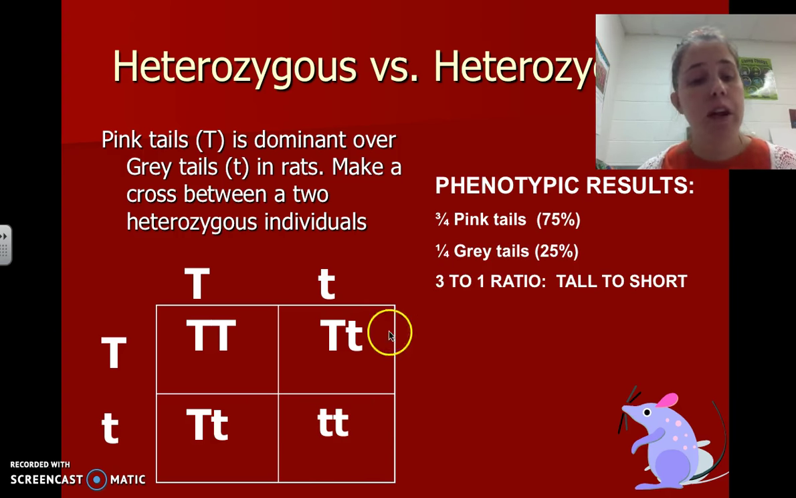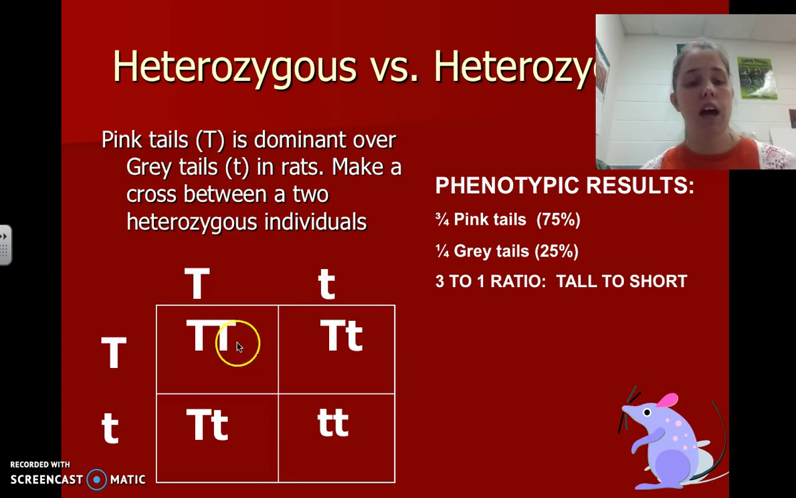So if we're doing the ratio, we say, how many versus how many have these? We have 3 with pink tails, so 3, and how many have gray tails? 1, so a 3 to 1 ratio, tall to short. Okay? Tall, short. So we list tall first, that's the 3, short second.